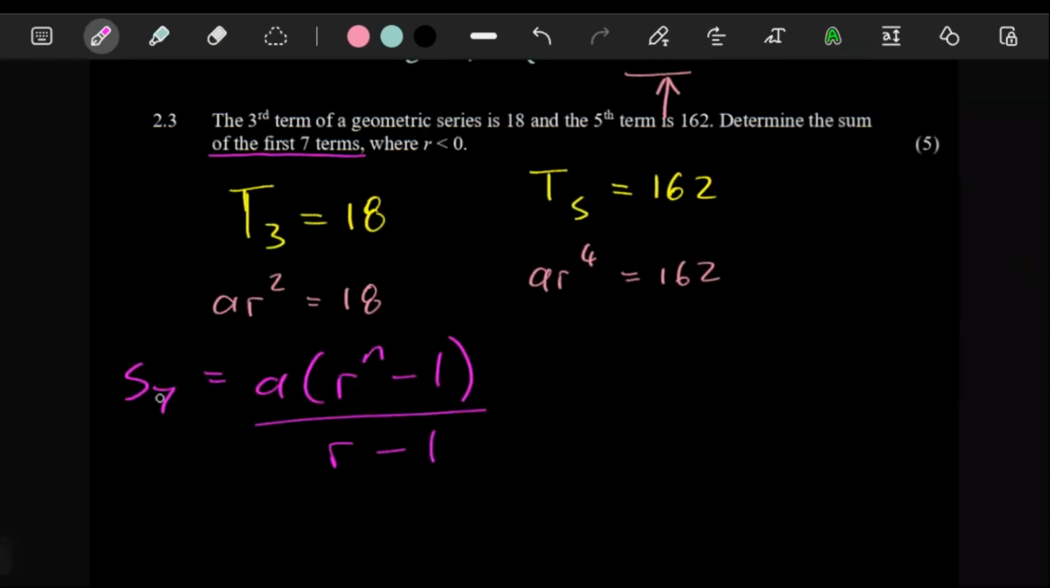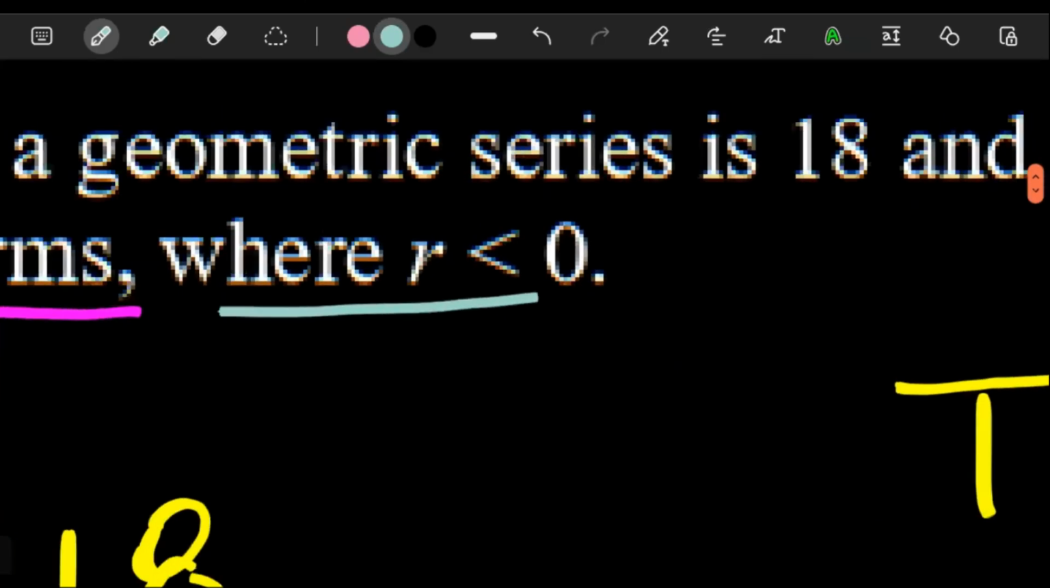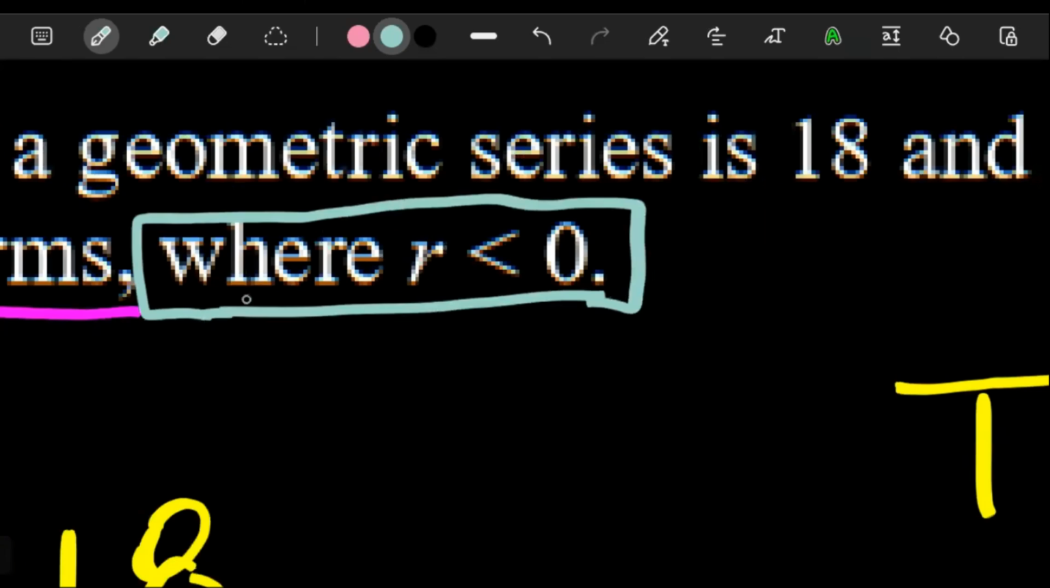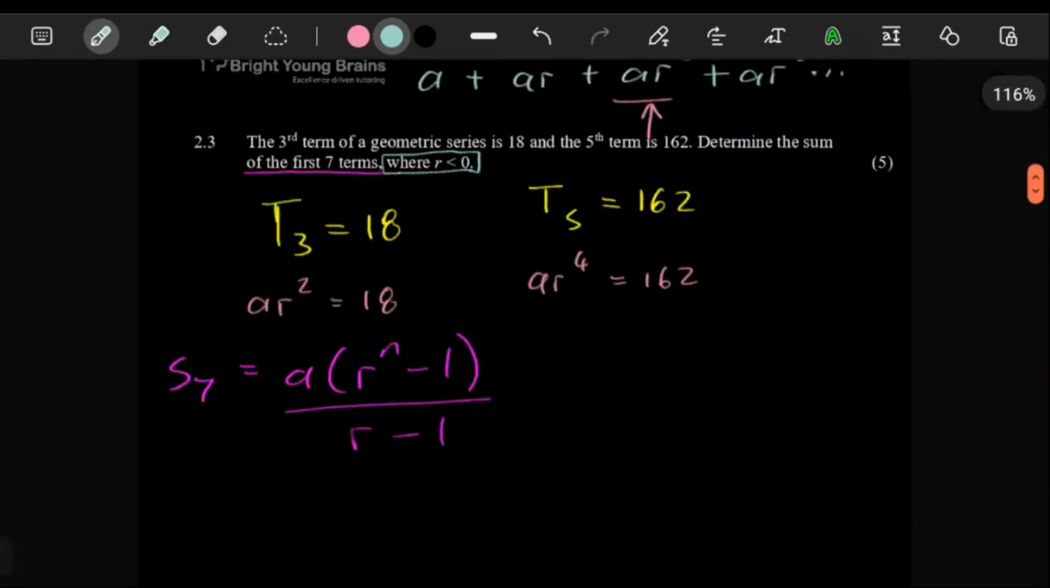So they're asking for S7, right? Determine the sum of the first 7 terms where R is smaller than 0. You can use this more as something to refer to when you're done with your question, because this is almost saying we're probably going to get 2 answers. We just have to pick the one that has a negative value of R. But we'll see. We don't want to overthink it.